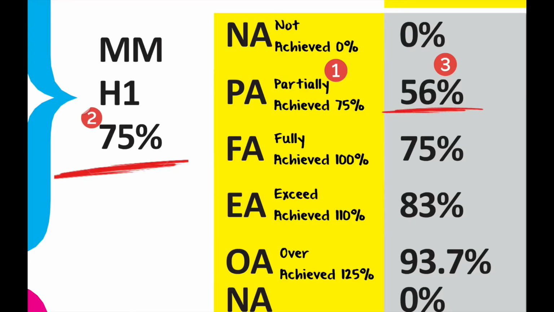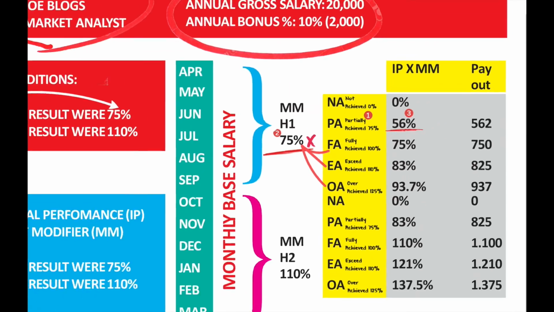If you fully achieved, you multiply 100% by the market modifier at 75%, which then equates to a 75% bonus payout. If you overachieved, you multiply 125% by 75%, the market modifier, which equates to 93.7% bonus payout.